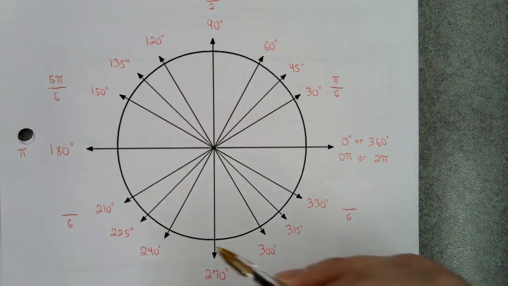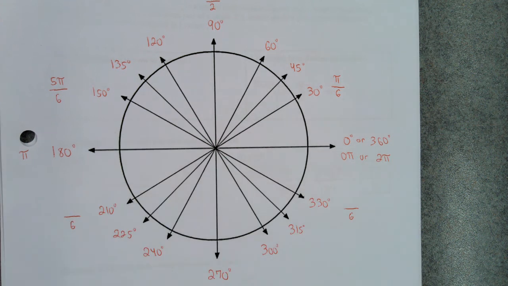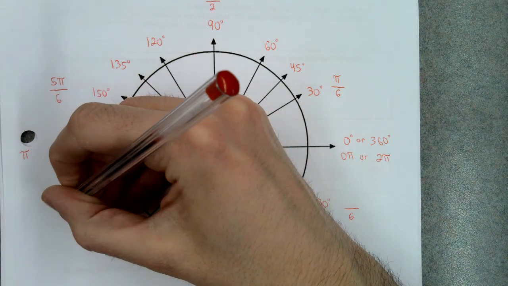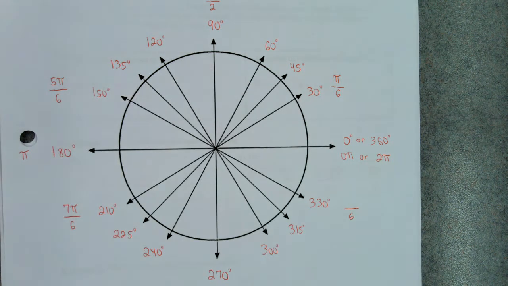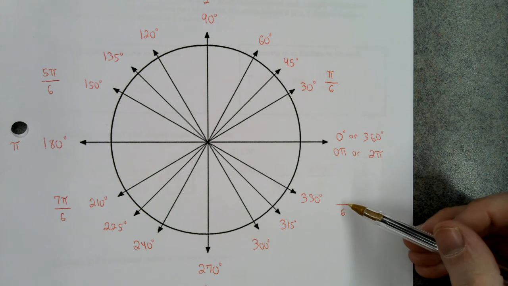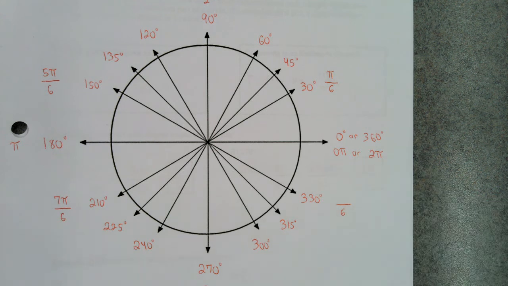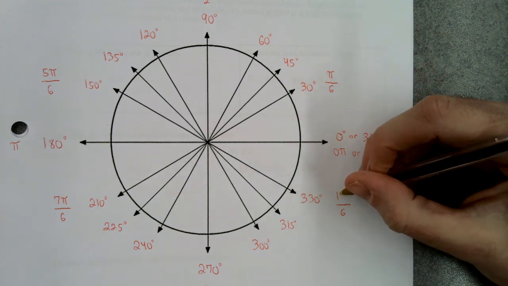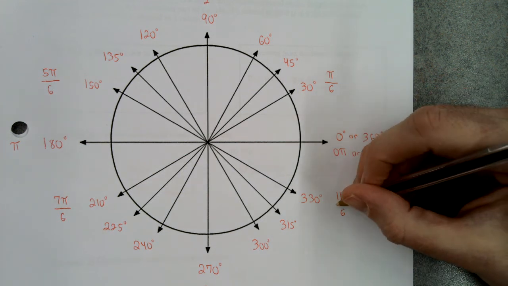The next one. You can simplify 6 pi over 6, so it's not that. You cannot simplify 7 pi over 6. Okay, and the next one. You can simplify 8 pi over 6. You can simplify 9 pi over 6. You can simplify 10 pi over 6. But you cannot simplify 11 pi over 6.